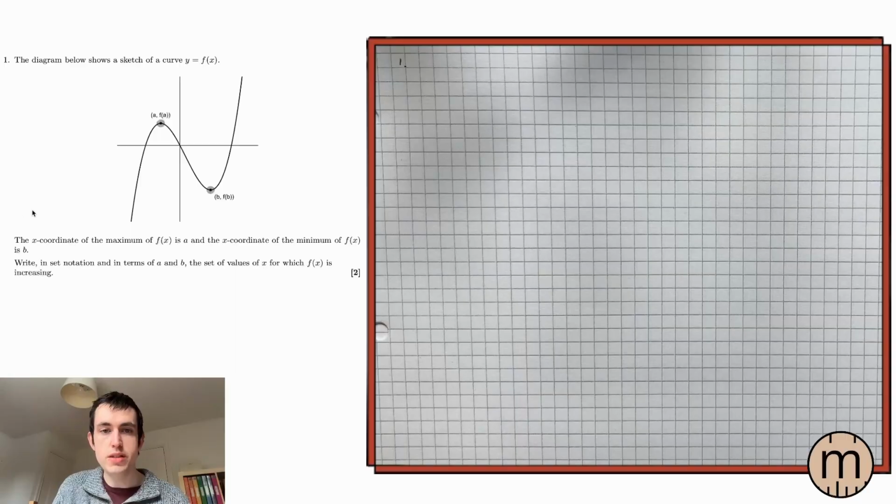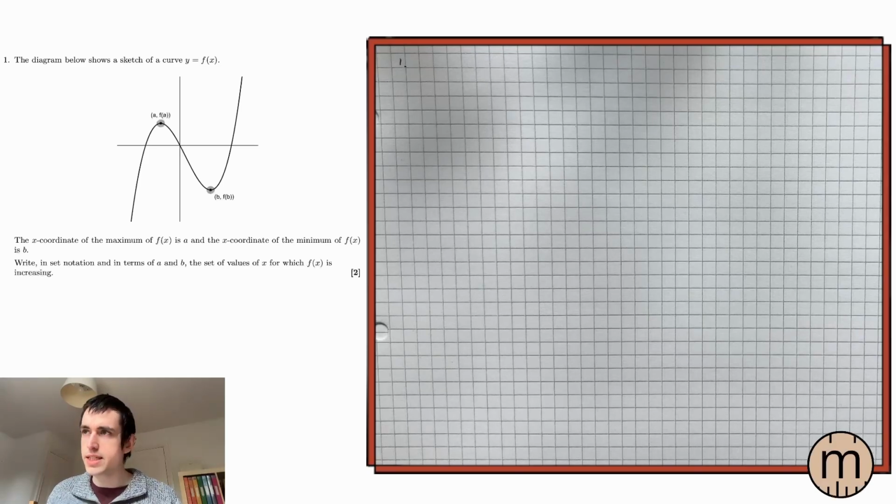We're told the information that the x-coordinate of the maximum is A and the x-coordinate of the minimum is B. Well, that's just in the diagram here, up here and down here. And the question is: write, in set notation and in terms of A and B, the set of values of x for which f of x is increasing.